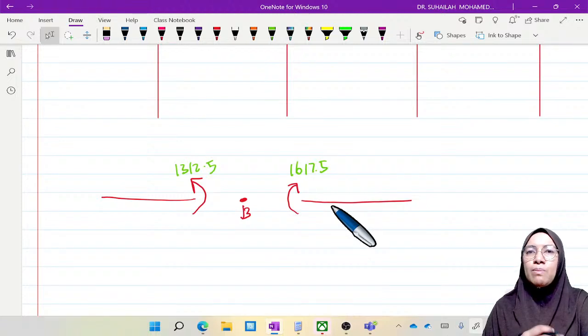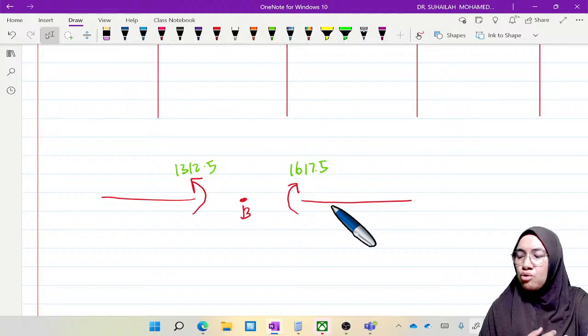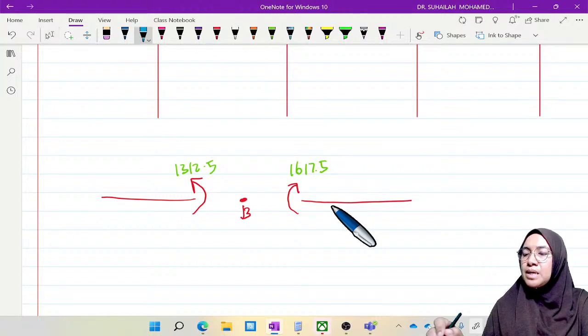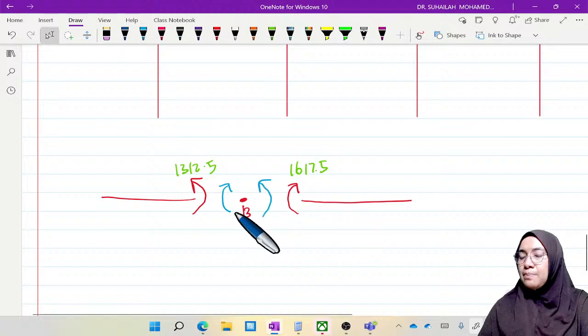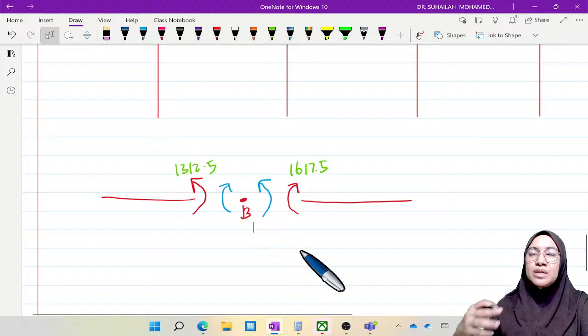And the moment that we distribute is the joint moment. So the joint moment is opposite. The blue is opposite, the same value. So which value do we distribute? We distribute the blue.